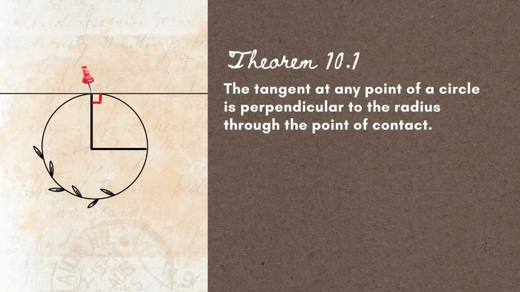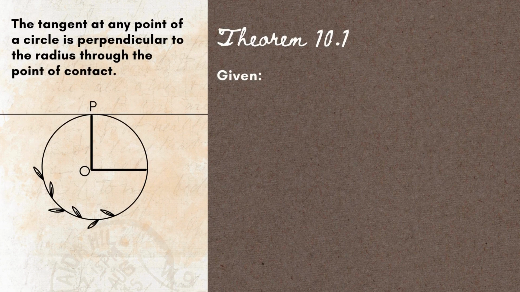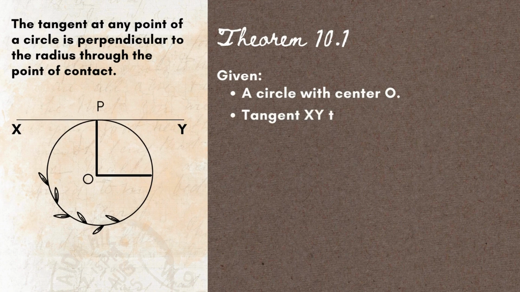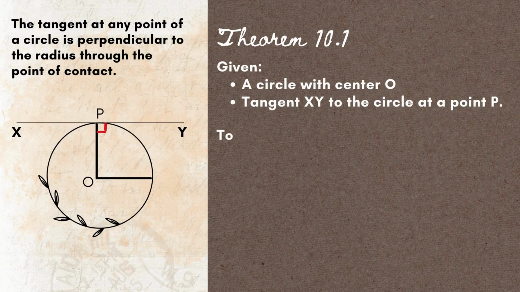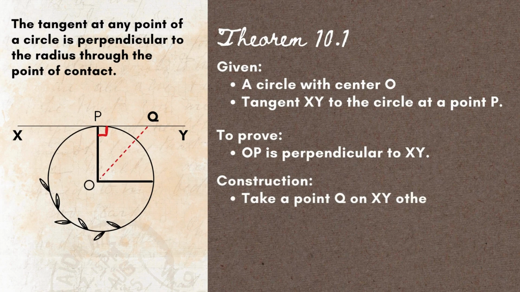Tangent at any point of a circle is perpendicular to the radius through the point of contact. So we are given a circle with center O and a tangent XY to the circle at a point P. We need to prove that OP is perpendicular to XY. Let's do a construction first. Take a point Q on XY other than P and join OQ.